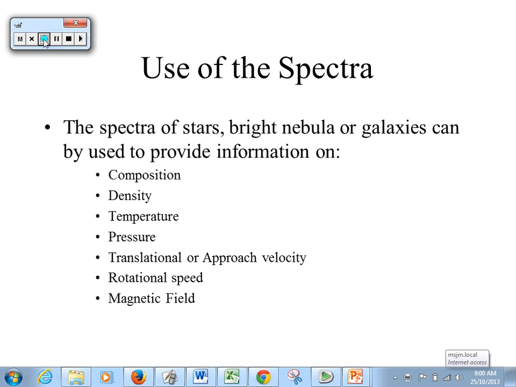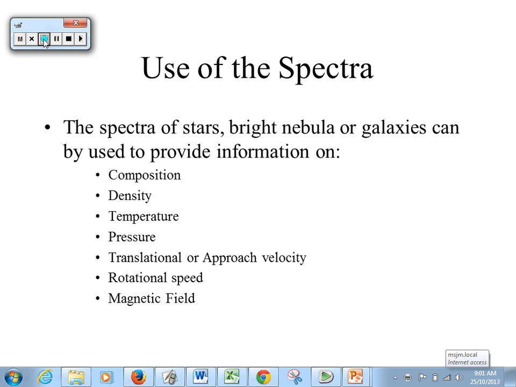Density, that's how compressed the gas is, or how non-compressed it is. Temperature, we already know how that is worked. We use Wien's law for that. Pressure is nearly the same as density. So pressure and density, I'm going to, in a few more moments, combine into one thing.